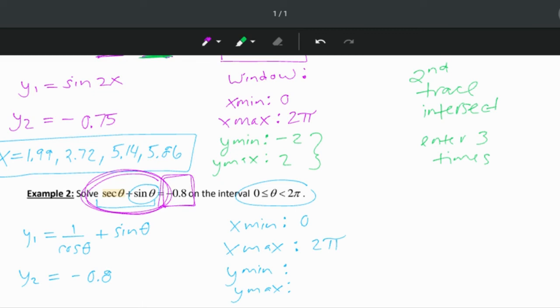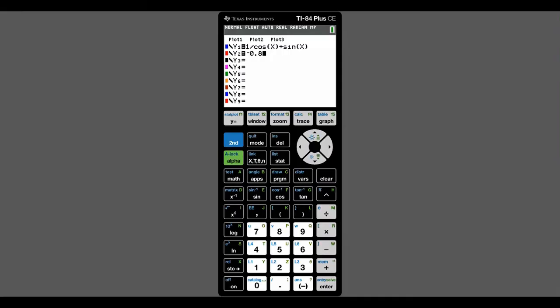All right, so let's take out our calculators and give this one a try. Graphing calculator, we type both sides of the equation in. Remember, we said secant is the same thing as 1 divided by cosine plus sine. And then we got negative 0.8, set our window. Again, I have that 0 to 2 pi already. And I'm not sure about these y min and maxes. We'll just leave it like that and see, can we see everything? If not, we'll change it.